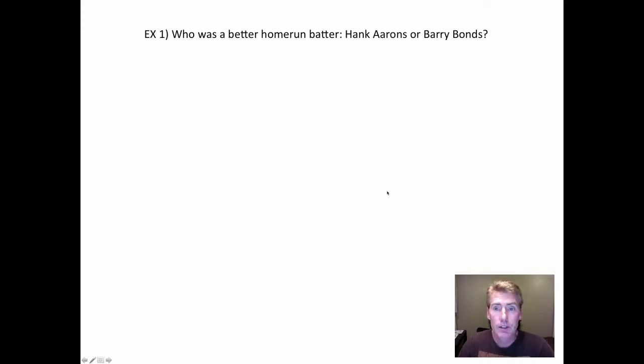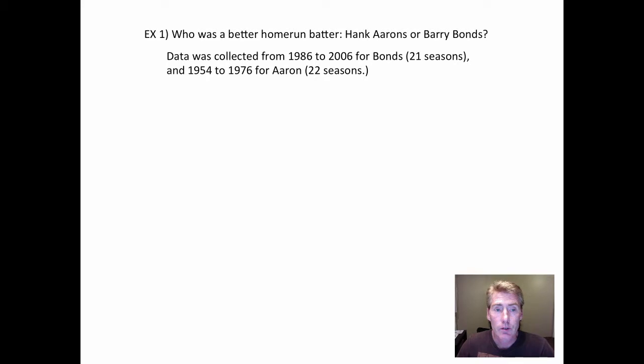All right, on to an example. So here are two people that are famous in baseball for hitting a lot of home runs. Barry Bonds, oops, I forgot to put a little asterisk by his name, and Hank Aaron. So the data that I collected: Bonds, about 21 seasons, and Hank Aaron back in the 50s and 60s, 70s, 22 seasons. So here's the claim.